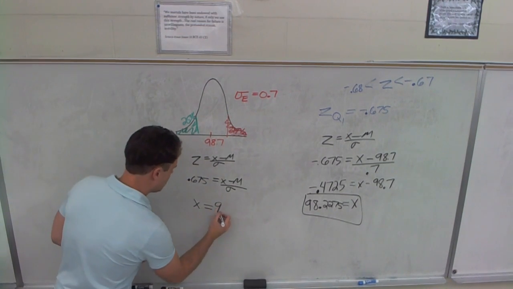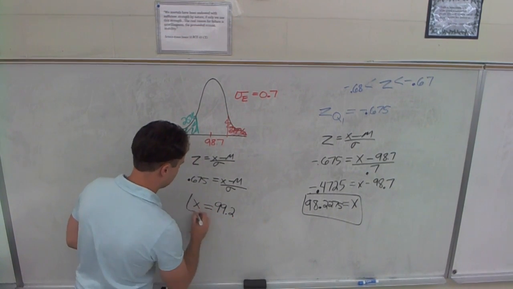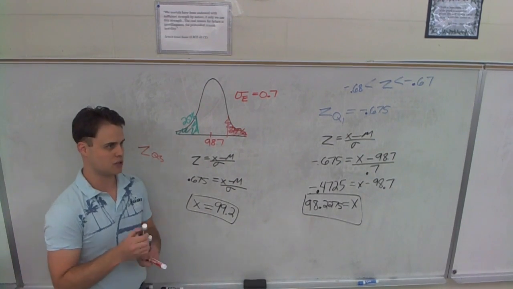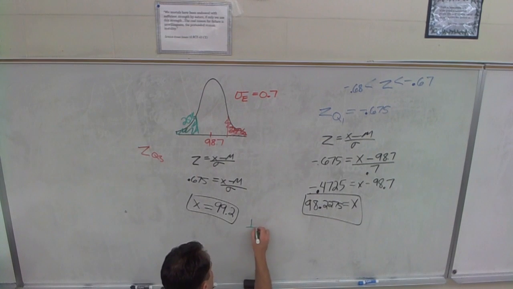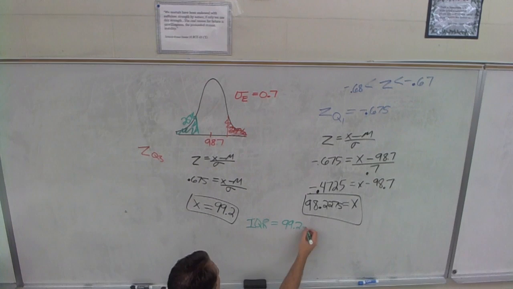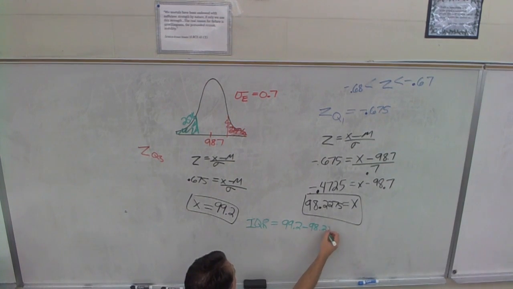You end up getting 99.2. And now you've got the quartiles, so you can find the IQR pretty simply. Subtract them and you're done. So the IQR that they were asking us for here is quartile 3 minus quartile 1.